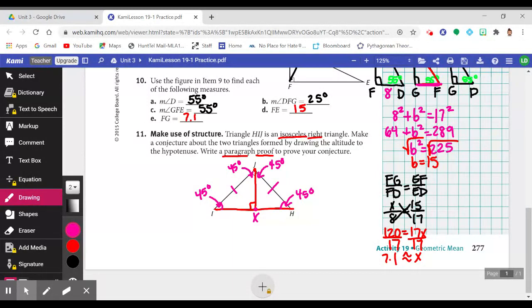I hope that helps your understanding a little bit. And always check the answers. There is an answer key for this practice as well, if you would like a more paragraph proof style of this reasoning here on item 11.